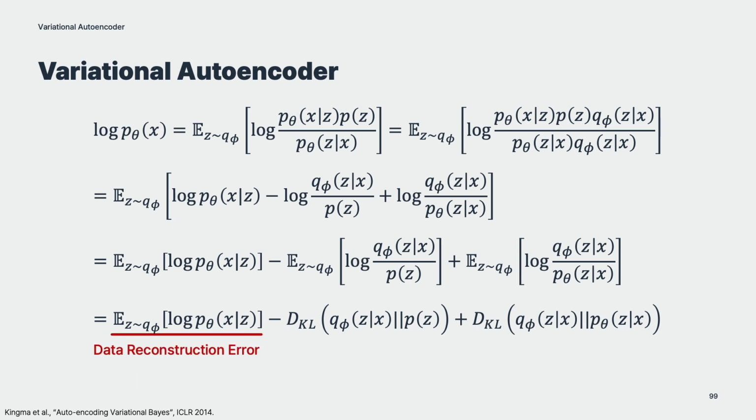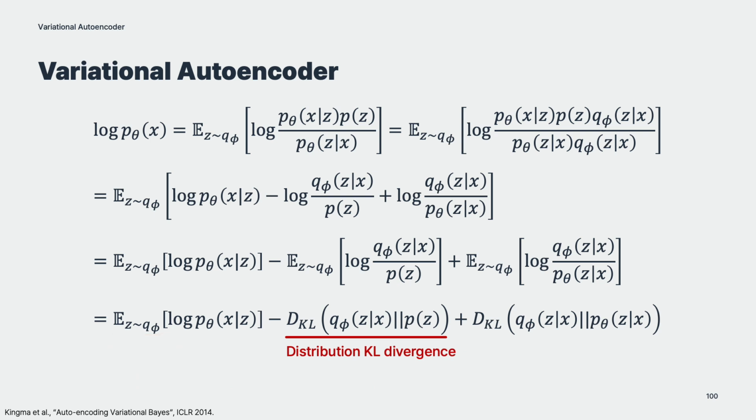The first term corresponds to the data reconstruction error. It computes the log probability of reconstructing x from a z inferred by the encoder. The second term is the KL divergence between the encoder's output Q phi of c given x and the prior P of c, which is typically a fixed Gaussian distribution. Since both distributions are simple Gaussians, this term has a closed form solution.